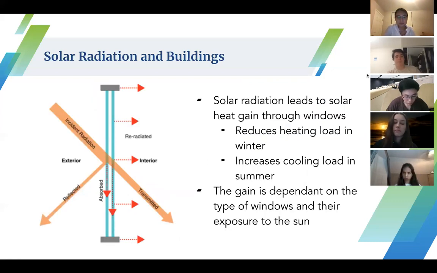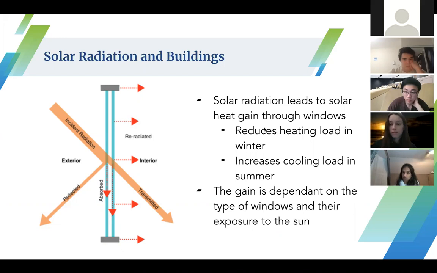The radiation can reach the Earth by a variation of different ways. You can have a direct beam radiation, from the diagram, you can see it there. You can also have scattered radiation, reflected radiation, and then the sum of all three is the total clear sky radiation. And so solar radiation is important because it leads to solar heat gain through windows of buildings.